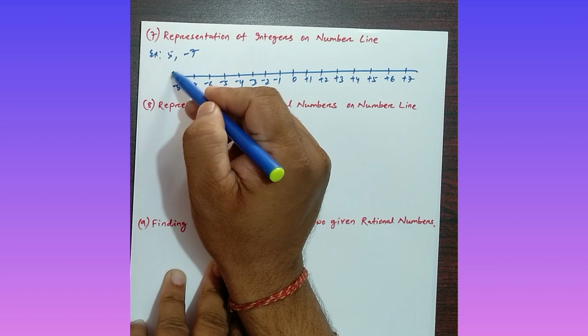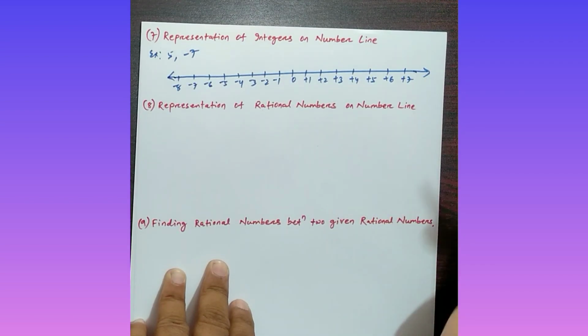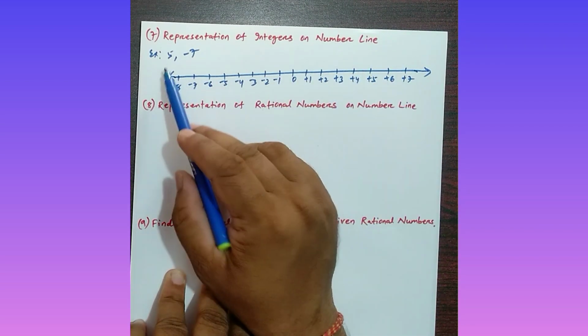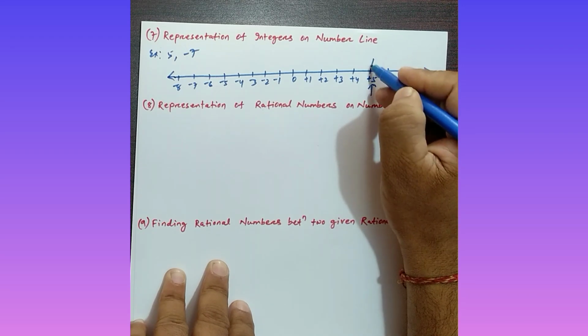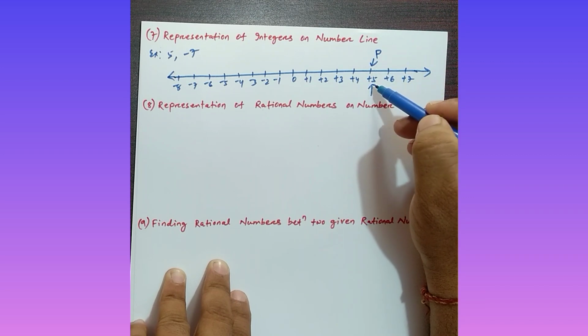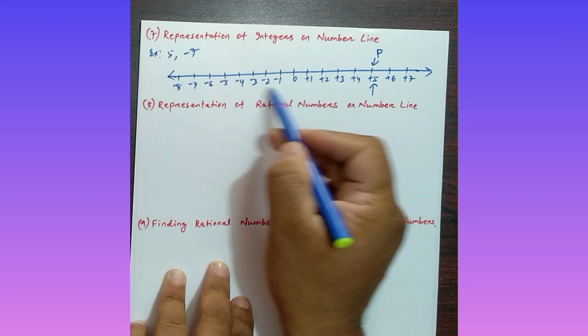Fine. Again, this way you can also extend it over here in the left side as well as in the right side, no problem. How can you represent the integers on the number line? Look at here. 5 means what? +5. This one is +5. Let's suppose I am indicating this one as capital P. You can say that capital P indicates +5 on the number line. Clear?